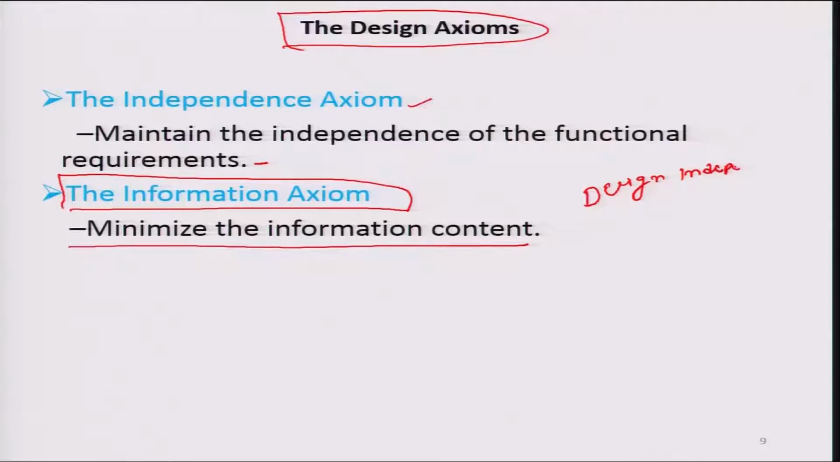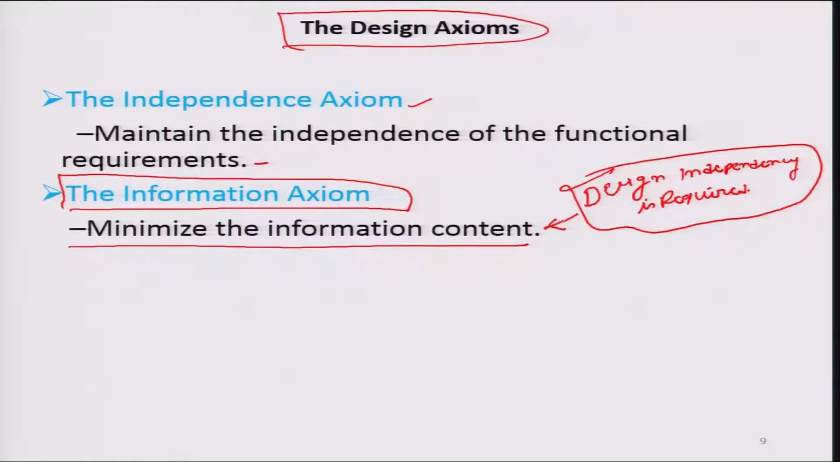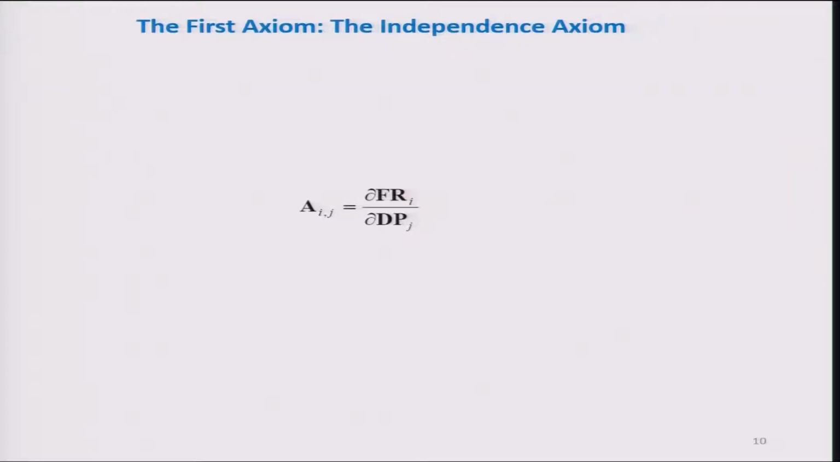Design independency is required, and you can achieve it by minimizing the information content so that your matrix will be uncoupled and all designing parameters will be independent of each other for particular functional requirements. Here, first I will explain the first axiom, the independence axiom.